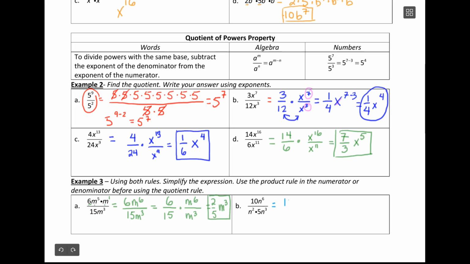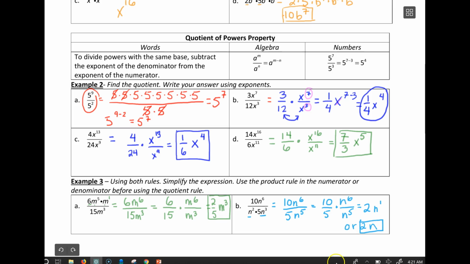If you took a stab at it, the numerator here is 10 times n to the 6th. The denominator is what's going to change. I've got these n's, put the 5 in the front. I get n squared times n cubed, so that's n to the 5th. If I split this apart, the numbers, 10 over 5, and n to the 6th over n to the 5th. When I subtract, 10 divided by 5 is just 2. N to the 6th over n to the 5th would be n to the 1st, and we can simplify this more: we don't need the 1st, so 2n would be the best answer there.